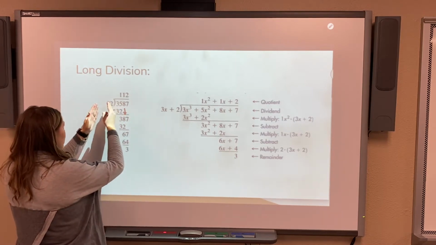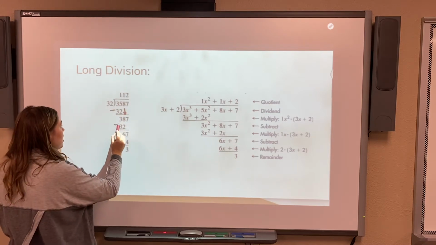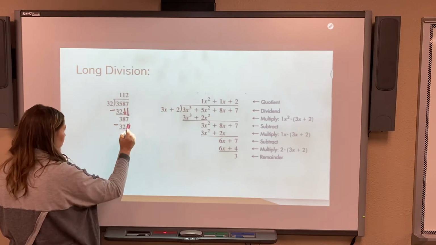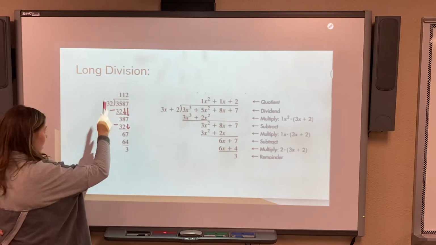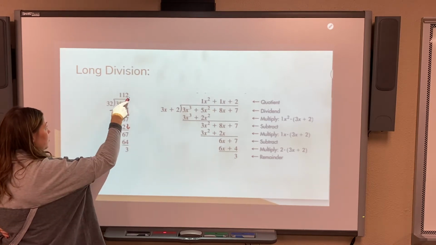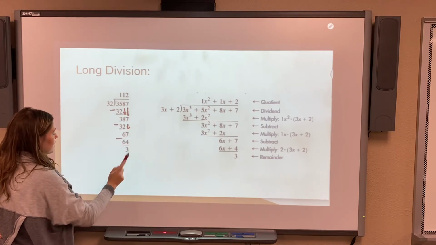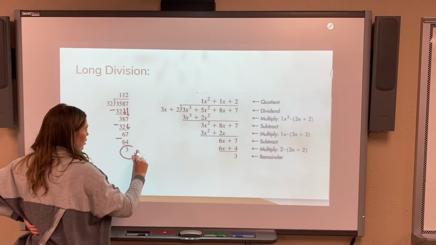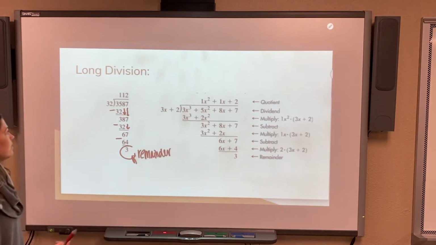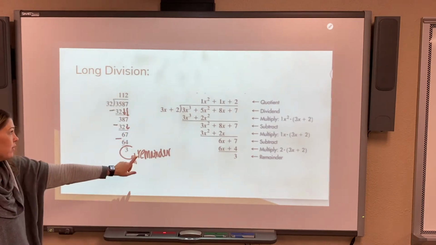How many times does 32 go into 38? Again, 1, so we put a 1 up here. 1 times 32 is 32. We subtract, 38 minus 32 is 6, and then we bring down our 7, 67. How many times does 32 go into 67? Well, it's 2, so we put the 2 up here. 2 times 32 is 64. We subtract, 67 minus 64 is 3. And so this right here is your remainder. So we divided by this, and our answer was 112 with a remainder of 3.